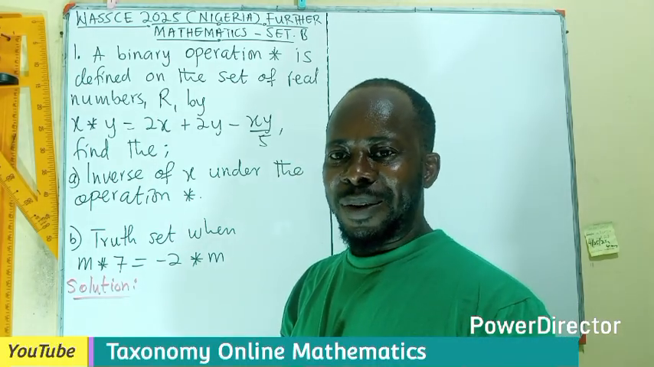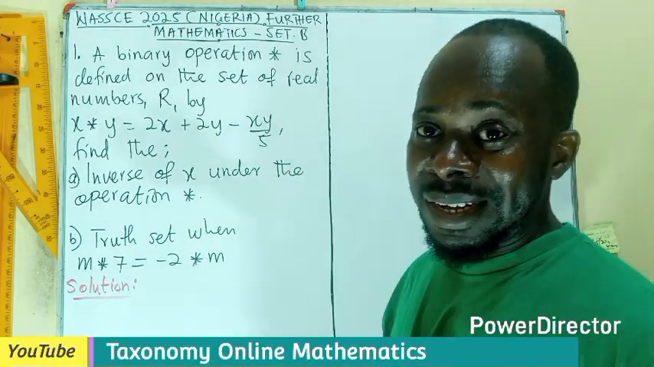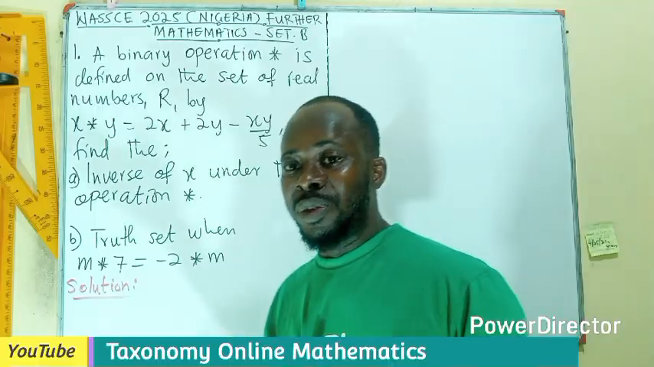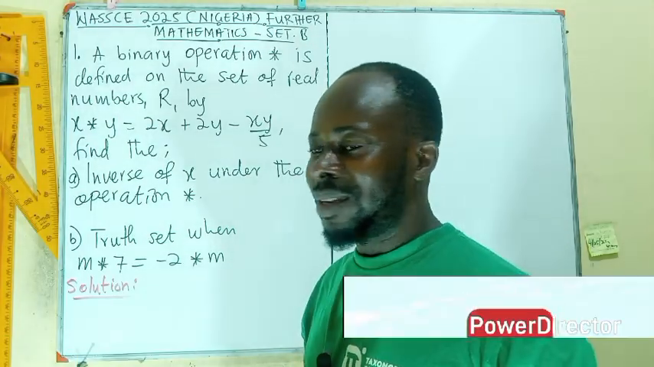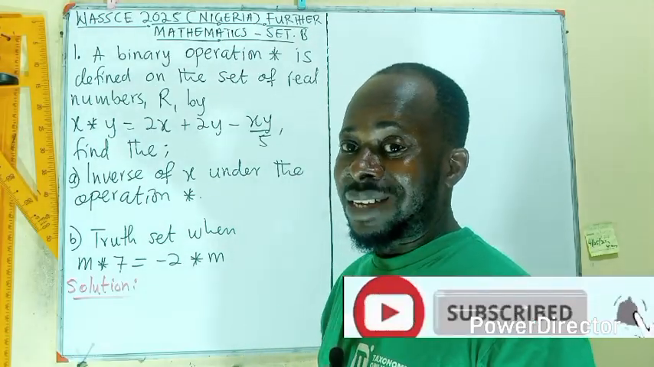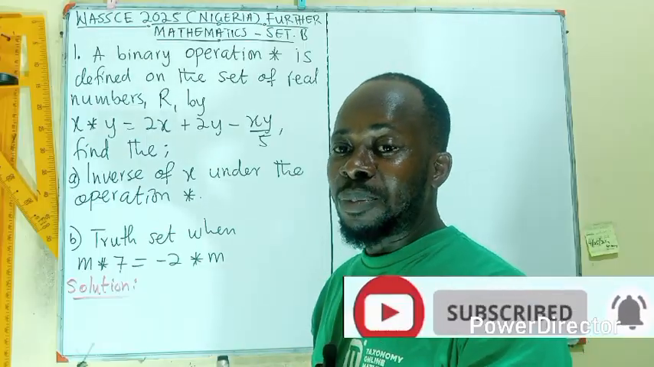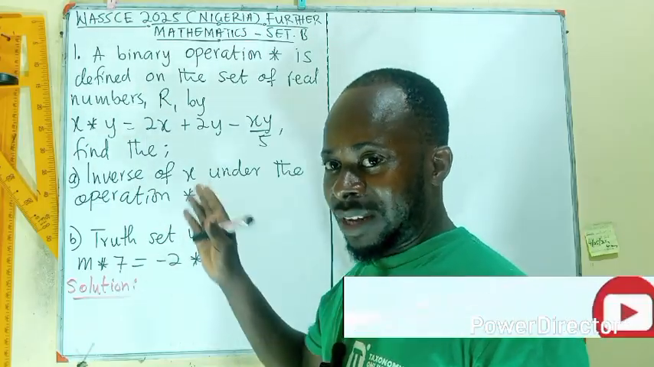Welcome to question number 1 of section B, still on WASSCE 2025 for Nigerian Further Mathematics. This will be the first episode on section B, but the 41st episode in the series for this exam.